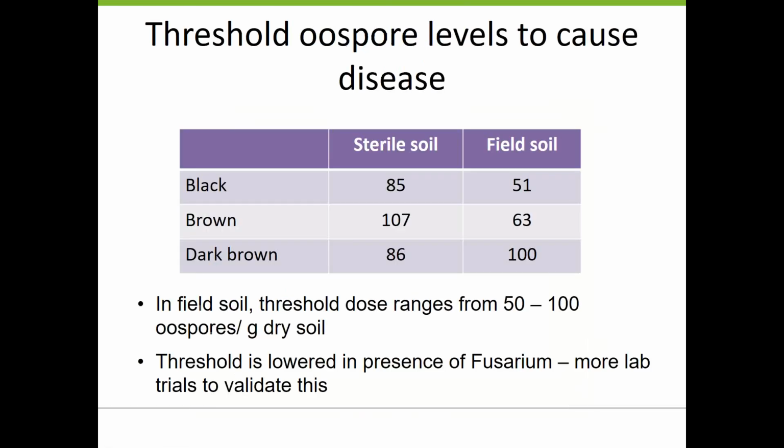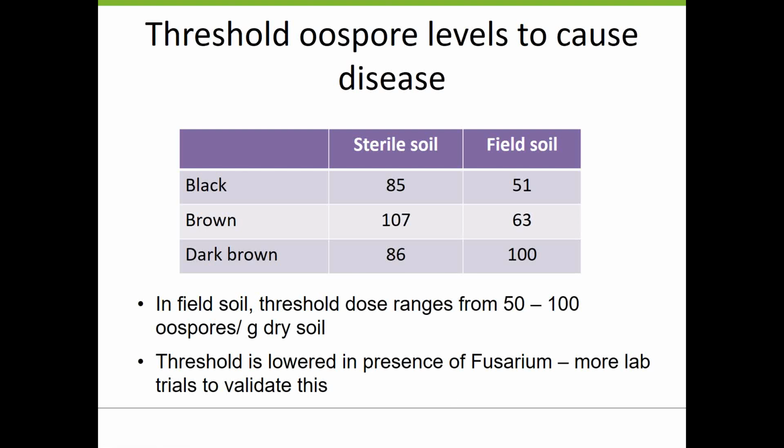So what we found by breaking down and doing some of the statistics is that there is a difference in the threshold oospore levels between the different soil zones, so black, brown, and dark brown. And we also see that there's a difference between sterile soil and field soil. For the black and the brown soils, you can see that for the field soil, the threshold dose is a fair bit lower than the sterile soil. But for the dark brown, we didn't see that quite as much. So in the field soils, we would say that our threshold dose ranges from about 50 to 100 oospores per gram of dry soil. And then, as I said, that threshold is lowered in the presence of fusarium.